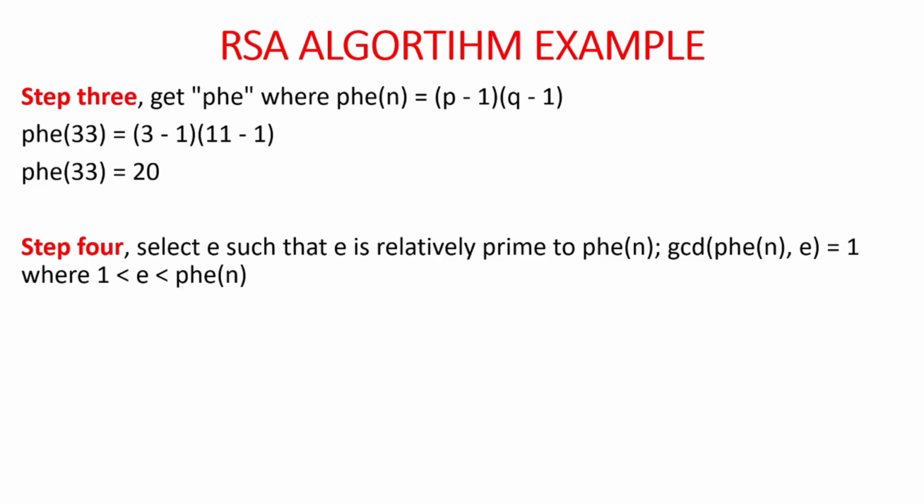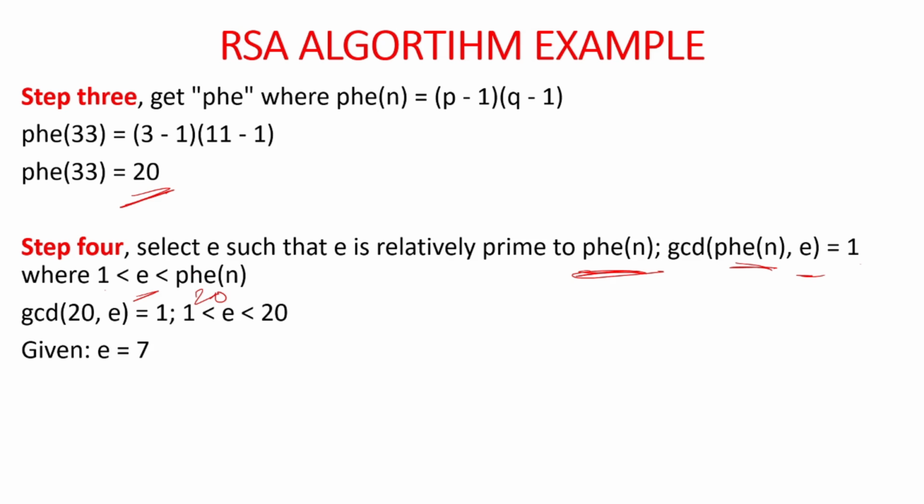Then step number 4 is to select E such that E is relatively prime to phi of n. It should be prime to phi of n, that is prime to 20. The GCD of phi of n and E should be 1. The greatest common divisor between phi of n and E should be 1. And E should be greater than 1 and less than phi of n. So the value of E should be greater than 1 and less than 20. E is already given in our problem, that is 7.